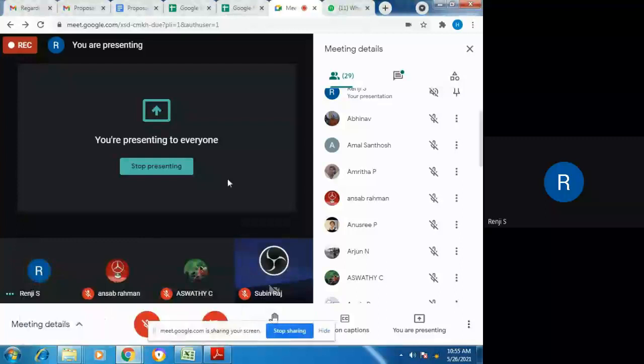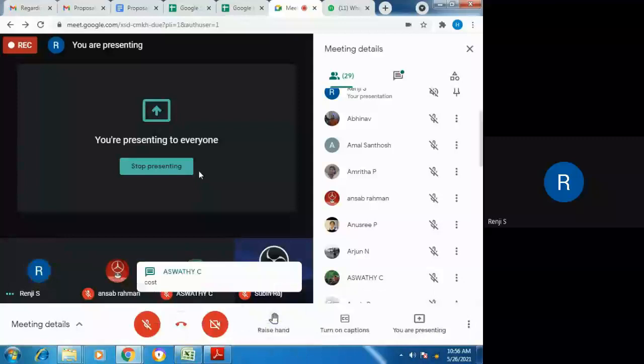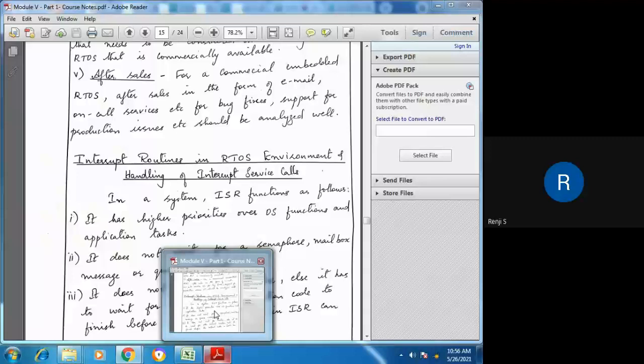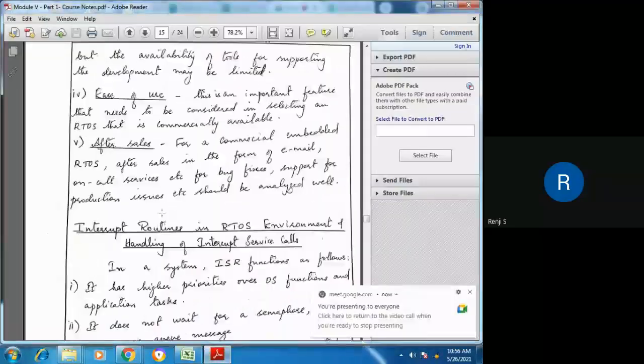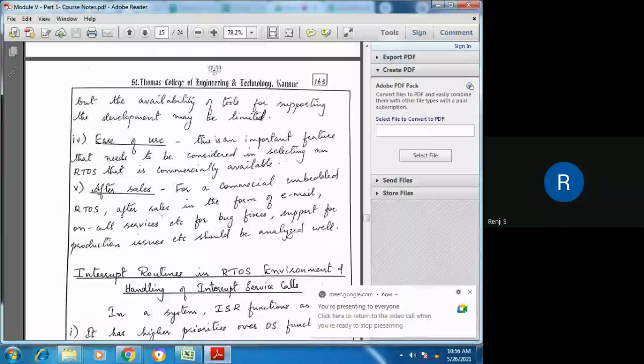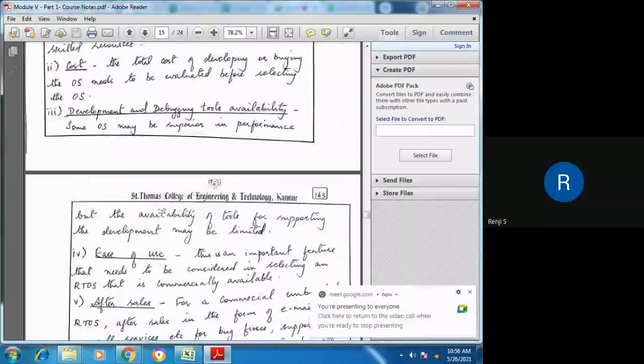Okay. Can you say what the non-functional requirements are while choosing an RTOS? Anyone? What are the non-functional requirements while choosing an RTOS? Okay, cost, ease of use, after sales service.